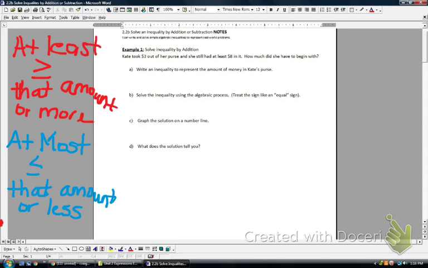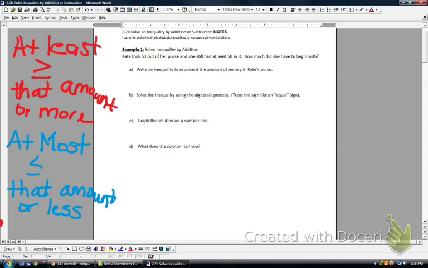Well, at most, you use the less than or equal to sign. And at most means that amount or less. So if you have at most 2 dogs, that means you could have 2 dogs, you could have 1 dog, or you could have 0 dogs. So just a little bit of a clarification, you might want to put that somewhere in your notes.